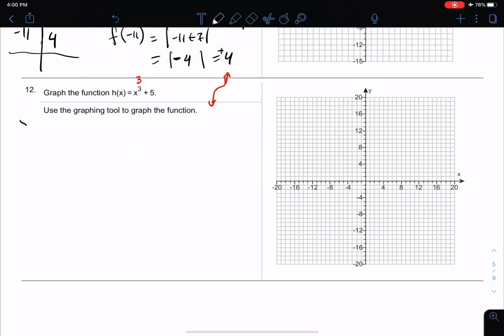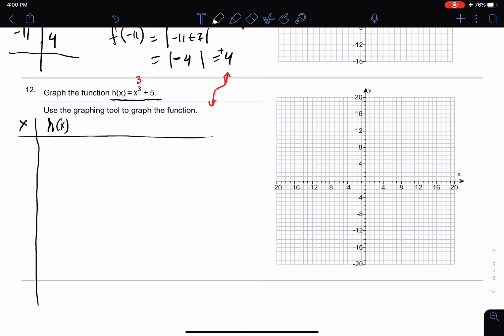Let's see if we can get a bunch of values over here. Of course, this is h of x. What does h of x say to do? Cube the input and add 5. So let me try an easy number like 0. Cube the input and add 5. Well, 0 cubed is 0. That's just going to give me 5. So I plot that point, 0, comma 5.